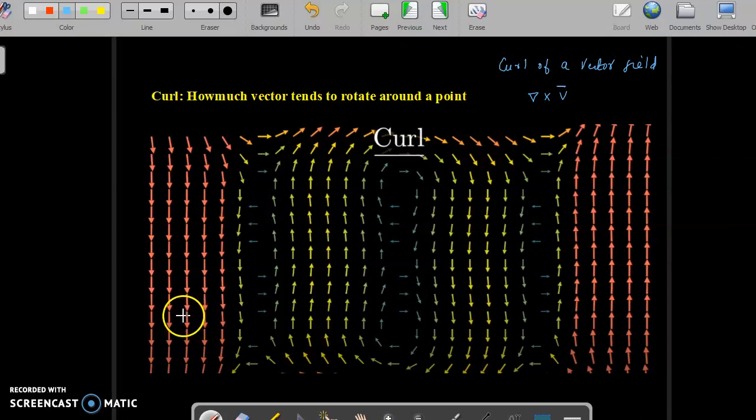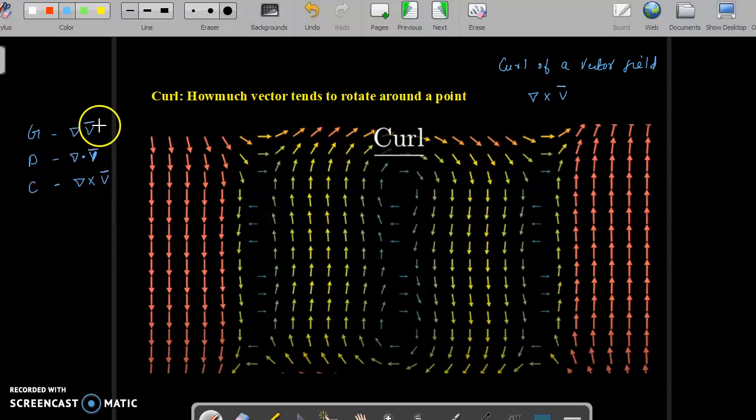This is the last in the list, another operation with del. It's the curl. So we have discussed the gradient, divergence, and this is curl. Gradient is the del of a scalar, divergence is a dot product of del with a vector field, and curl is del cross a vector field.